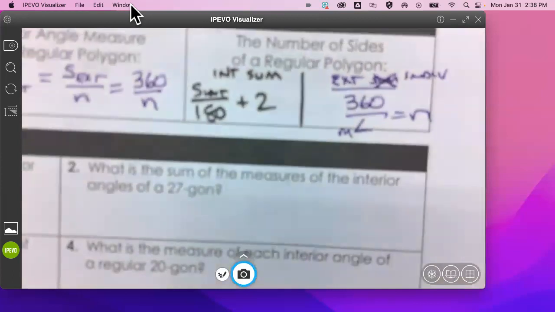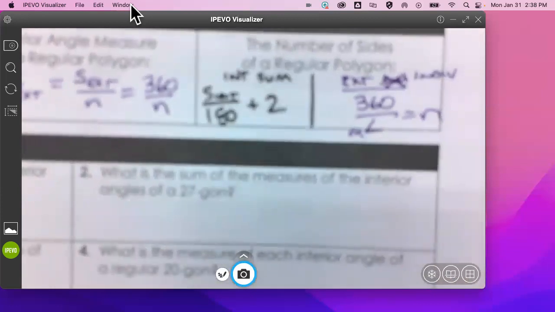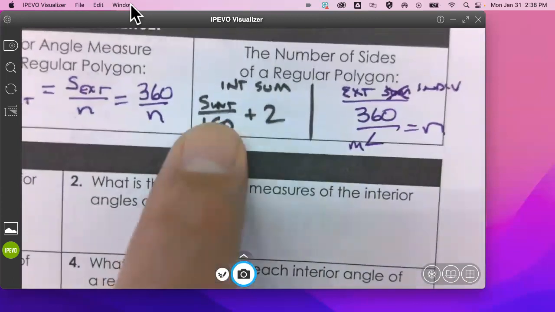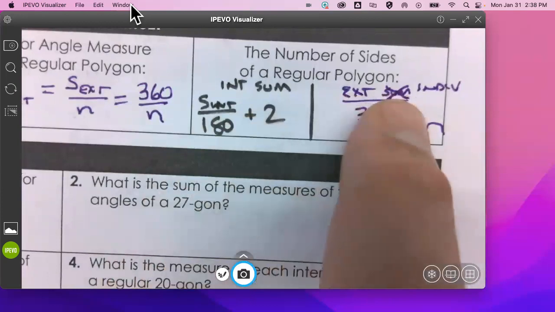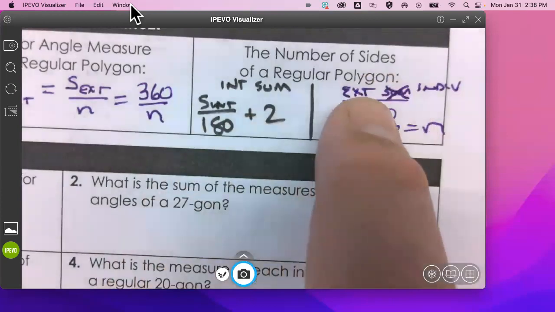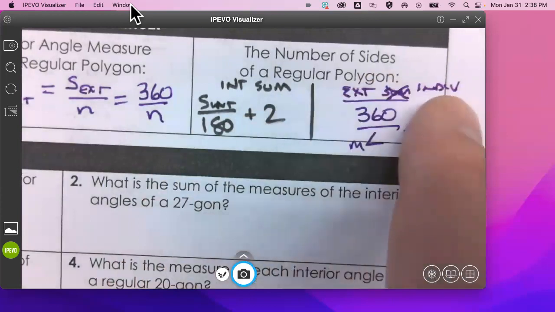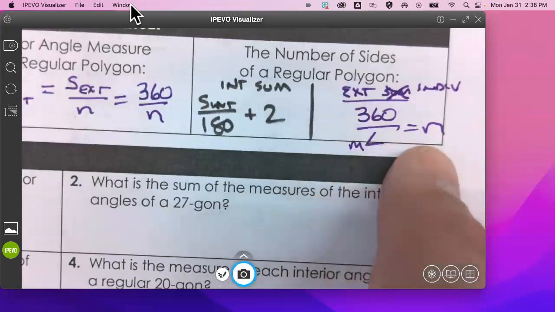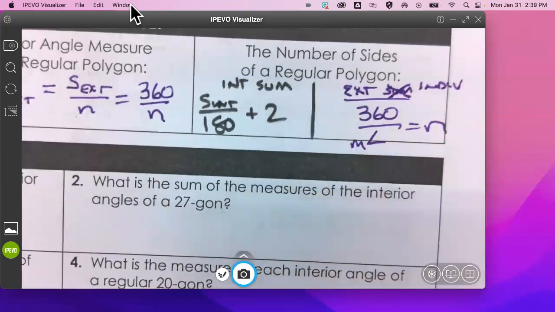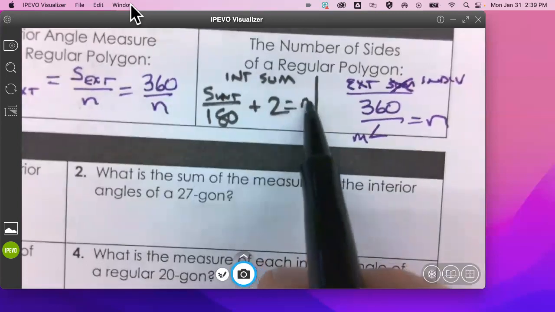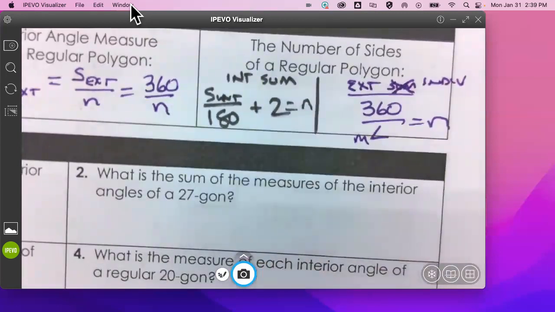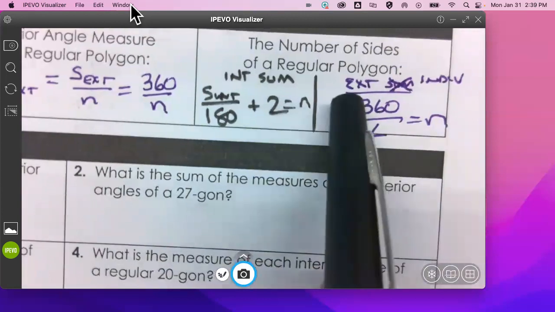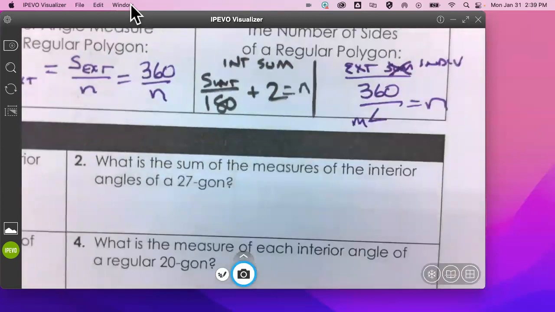What's before the XT, like exterior, what's that? Is that a 2? You mean after it? Black or purple? Oh, purple. I said exterior sum and I crossed it out because we're never going to use sum. So it's the exterior individual angle. If you're given an exterior individual angle, you just take 360 divided by that to get n. What's the one before XT? E, that's a cursive E. Okay, cool, thank you.